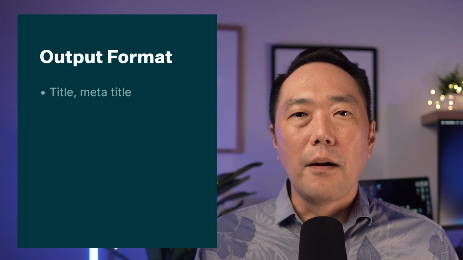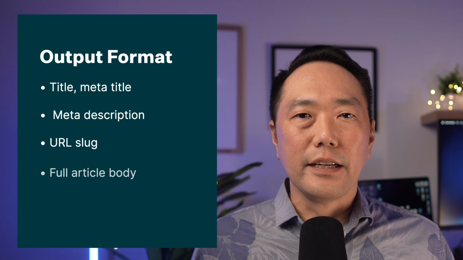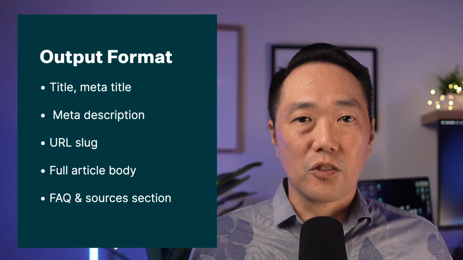The output comes as a rich text-friendly HTML document. You get your title, meta title and description, URL slug, the full article body, an FAQ section, and a sources section with linked references. You also get the SERP research deliverables before the blog post, so you can see the AI's homework and understand why it made the content choices it did.